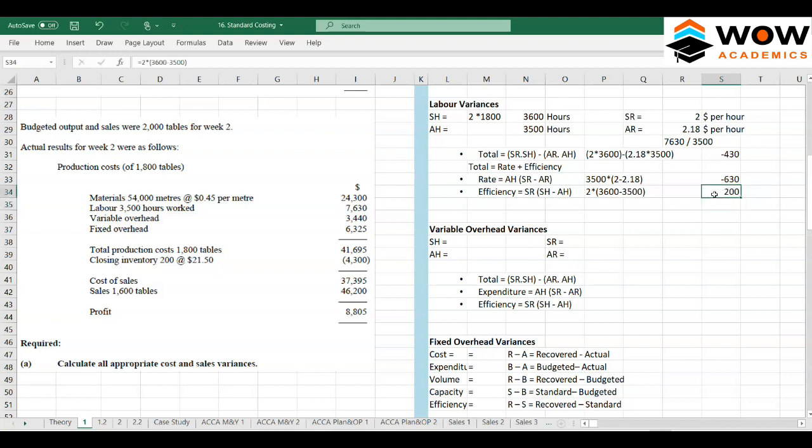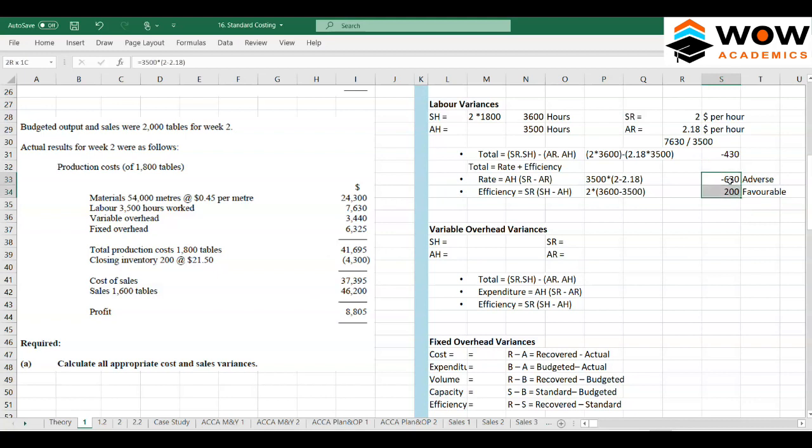Okay, so again look at this variance. It says you should have paid $2, but you have paid $2.18. So that is actually bad, right? So it is adverse. So minus is adverse, so plus is favorable. So add both, you will get the answer. If you add both of these, you will get the answer.